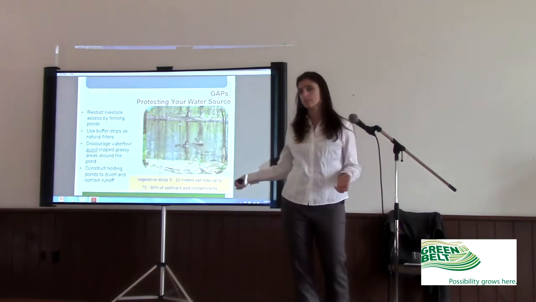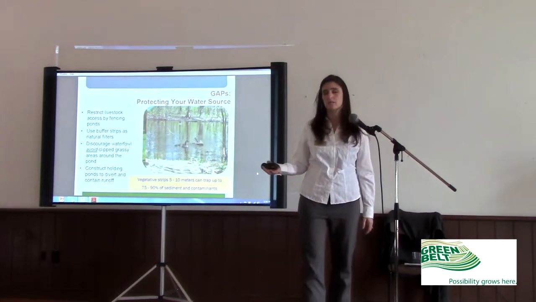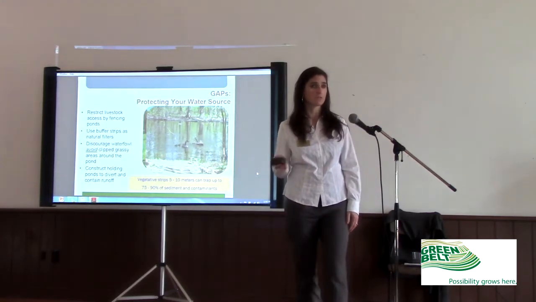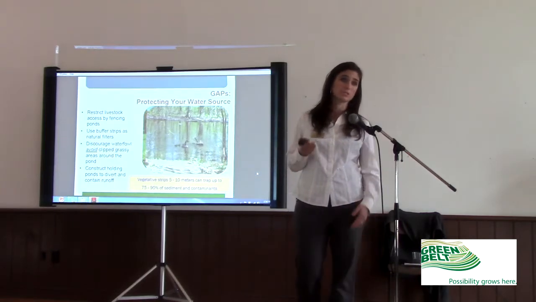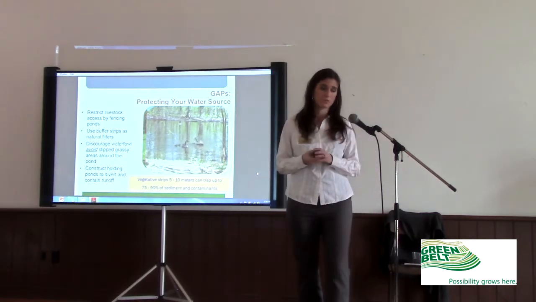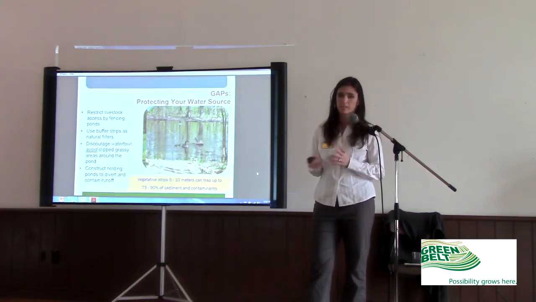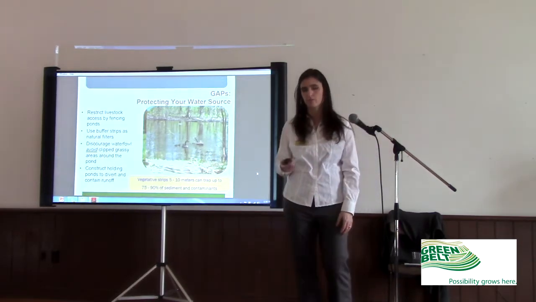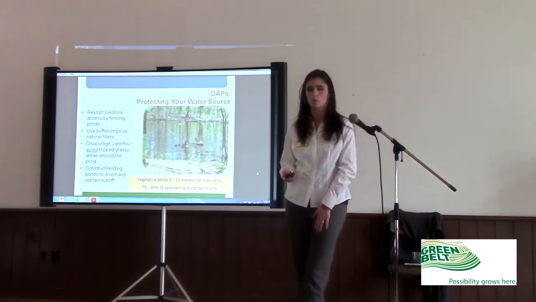As it says down there, you can have a 5 to 10 meter buffer strip of cereal crops, and it can actually reduce the contaminants entering by 90% just by having that vegetated area. And then some people even construct a holding pond to divert some of the runoff so that they may have a better quality water source to use.